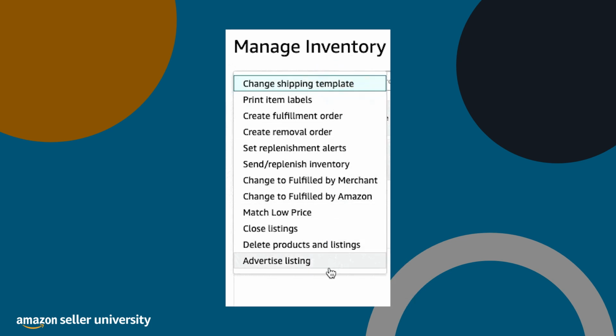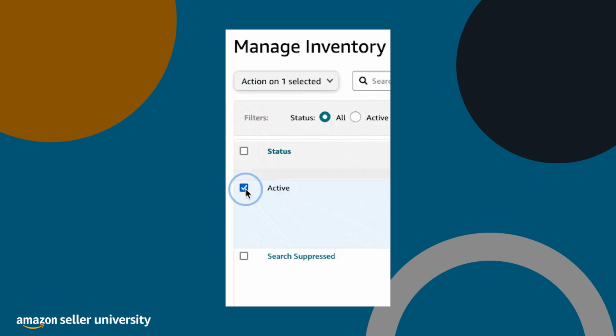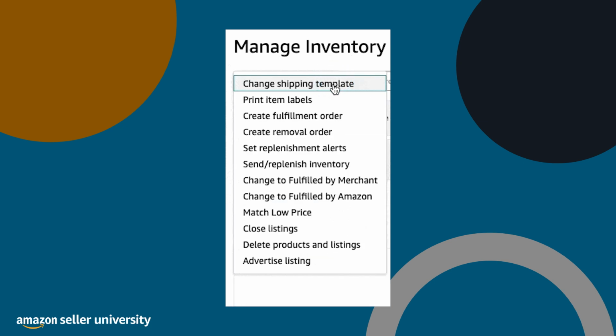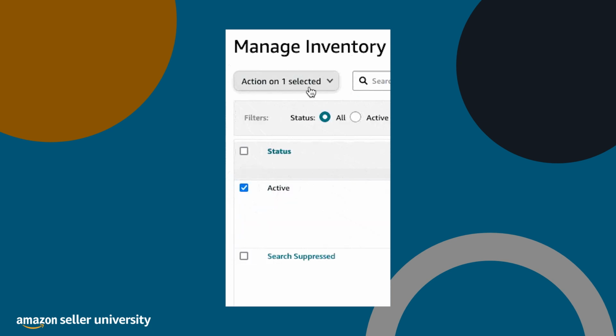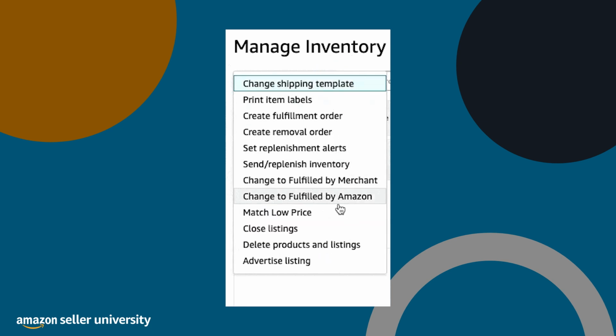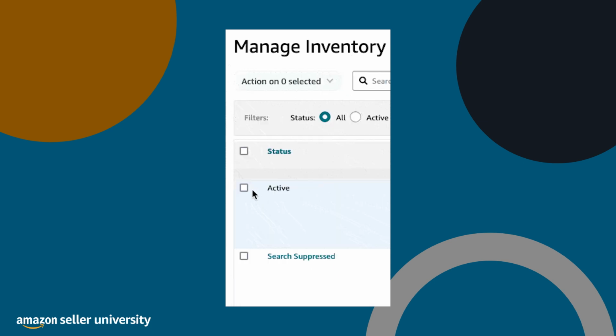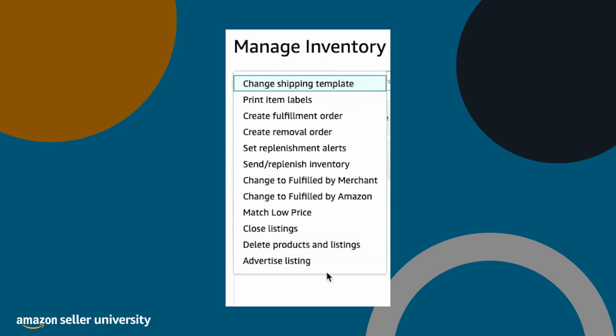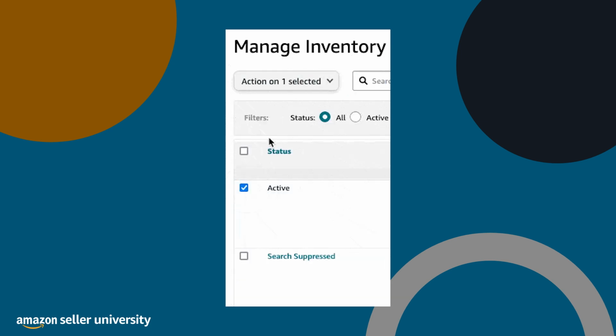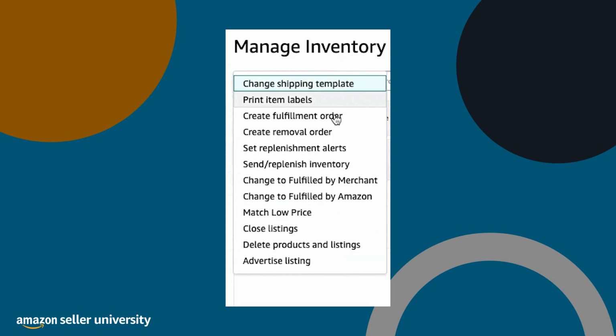Finally, in the top left-hand corner of the page, you'll find the Bulk Action button. This allows you to act on multiple listings at the same time. Check the box to the right of your listings to enable the Bulk Action button. With one or more listings selected, you'll be able to open the Action drop-down menu and apply your chosen action to each listing that you have selected with a checkbox.